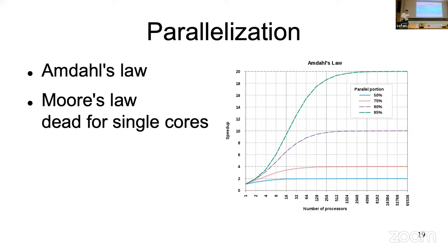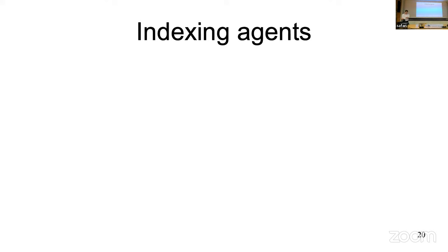One can debate whether Moore's law still applies today, but it is definitely dead for single cores. If we look at the development of processors, we can clearly see that the trend for faster single cores doesn't go up, but we increase the number of cores heavily. So parallelization is really important for the future. So let's look at one part of the simulation that's really important, that's indexing agents. We want fast access to the neighbors, so we build an index.